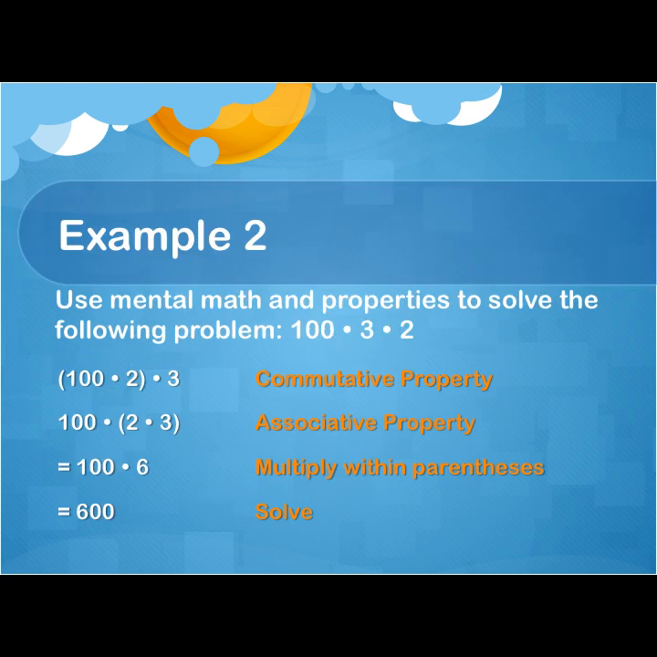In example 2, we are going to use mental math and the properties to solve the following problem: 100 times 3 times 2. First, we can use the commutative property to show that we can reorder the terms to make the problem 100 times 2 times 3. Next, we'll use the associative property to put parentheses around the easier of the terms to multiply. In this case, that would be 2 times 3. Then, we will multiply within the parentheses, getting 100 times 6. Lastly, we will solve 100 times 6 to get a final answer of 600.